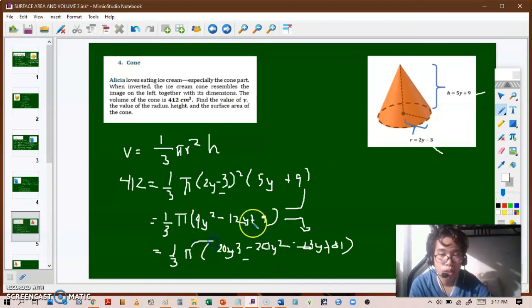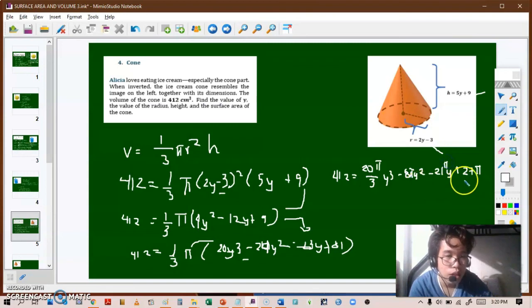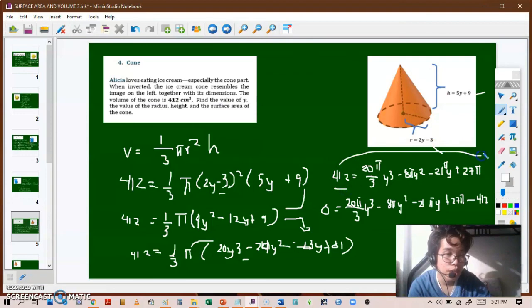And then we have to multiply each of these terms by 1/3 pi, or pi over 3, and we get 20 pi over 3 y cubed minus 8 pi y squared minus 21 pi y plus 27 pi. Okay, this should be 21 pi y plus 27 pi. And if we transfer 412 to the other side, that's going to be 20 pi over 3 y cubed minus 8 pi y squared minus 21 pi y plus 27 pi minus 412.